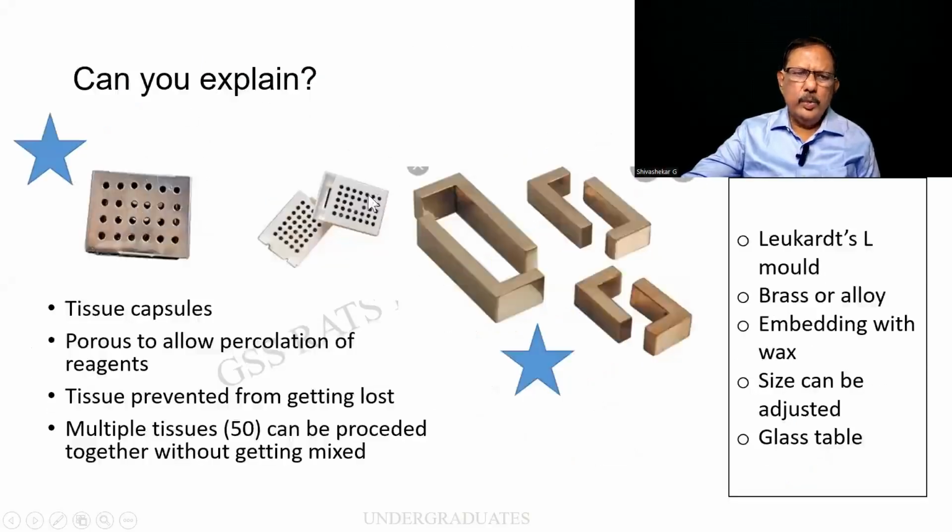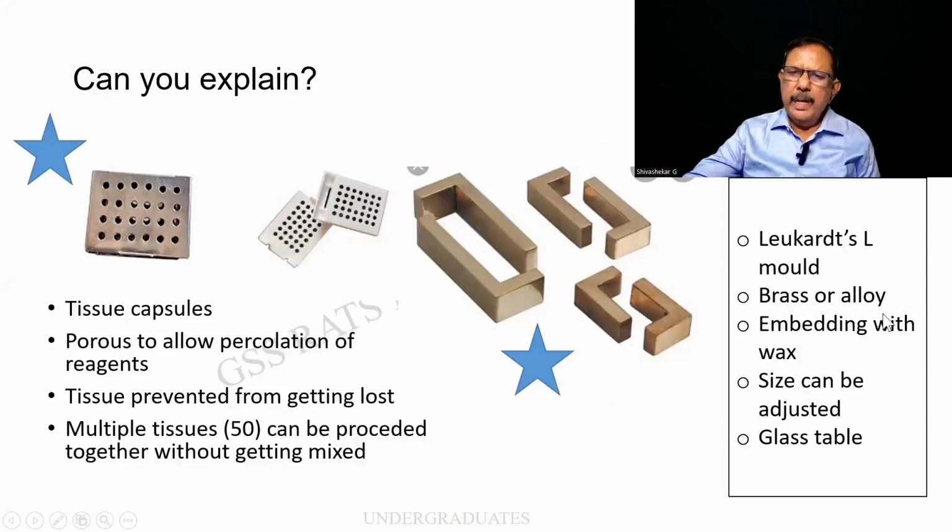Can you explain this? So I told you there's a tissue capsule, what all happens within it, what you people put in it, and where you put the tissue capsules. They are porous, I have mentioned, the tissue is not getting lost, and multiple tissues can be processed simultaneously. This is my age-old friend, the Leuckart's L mold. So it is L shape. I am not having a rectangle or a square, but two L's instead, so that the size can be adjusted.